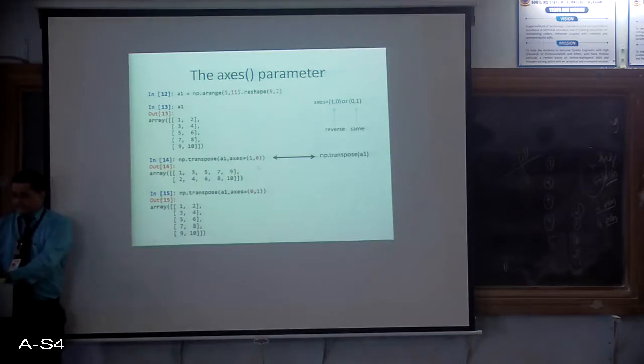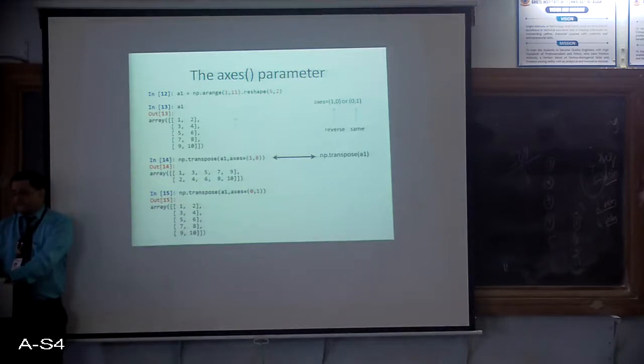That is, the axis parameter can be either 0, 1 or 1, 0 for 2-dimensional arrays. So if you specify 1, 0, it performs reverse, that is 1 and 0 are reversed. Whereas if you specify the axis parameter as 0, 1, then it returns you the same array. That is, if A1 is a 5 by 2 matrix, then transpose with axis parameter as 1, 0 gives you the transpose. Whereas if you specify axis as 0, 1, it gives you the original matrix itself.